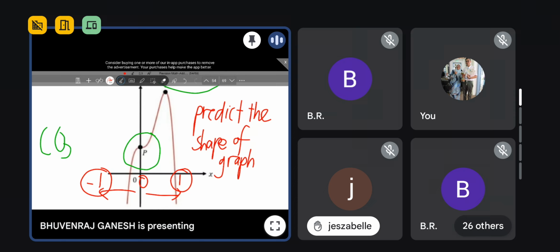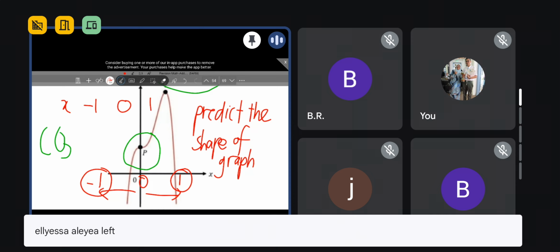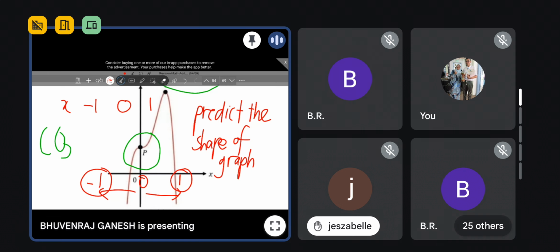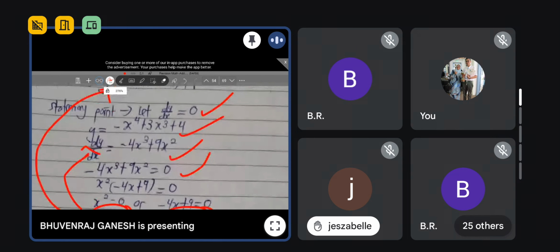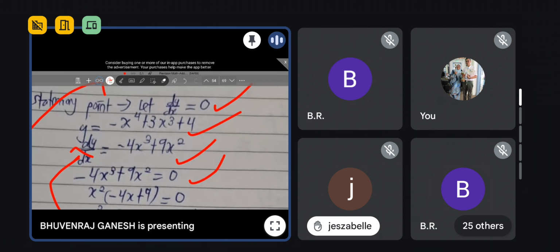Okay, so guys, this is how we are going to predict the shape now. So guys, you have x, -1, 0, and 1. You have to draw a table, but over here I just show roughly only. Okay, and then guys, just now you all found your dy dx, correct? So basically, you're going to substitute all these x values satu per satu inside your dy dx equation here, which is this one, -4x cubed plus 9x square.